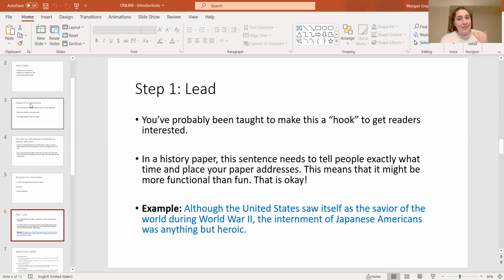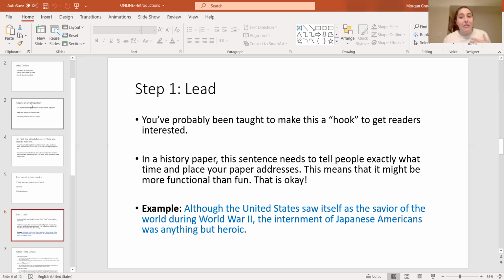In a history paper, this lead needs to tell people exactly the time and place your paper addresses. Bonus points if it's time, place, and problem. So time and place, and then the situation you're going to be analyzing. I find that this means my lead-ins are a lot more functional than fun. None of what I write in my introductions tends to be the kind of thing you'd want to publish in a magazine. It's not that catchy, but it does get the job done.